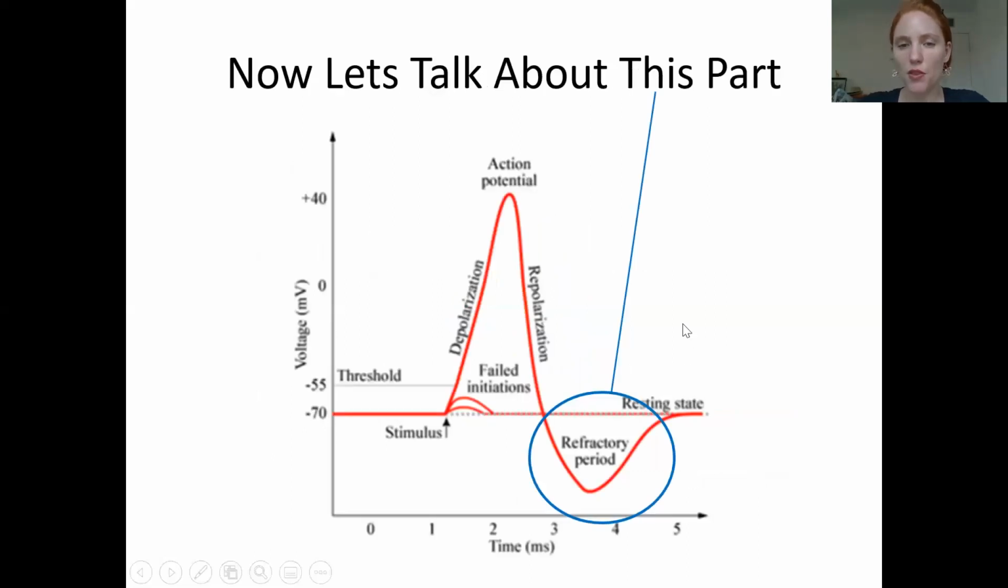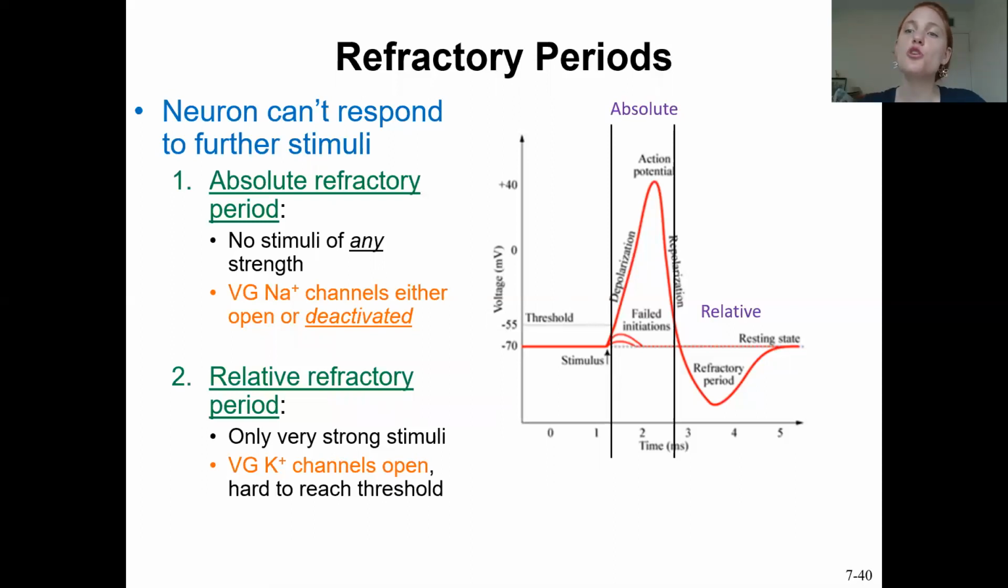Okay, now we need to talk about this part that I keep skating over. Here we have our depolarization becoming positive, our repolarization returning back to negative. But at this point right here, we have what's called an undershoot or refractory period. So let's talk about refractory periods. There are two refractory periods. A refractory period means that the neuron is unable to create an action potential during that time. The first one is called the absolute refractory period. Absolute as in absolutely no new action potentials during this time.